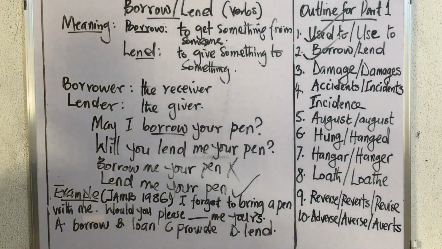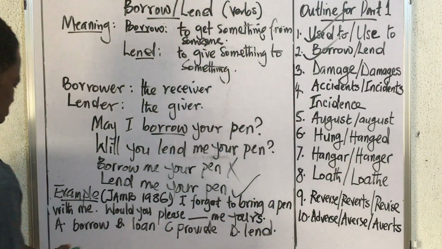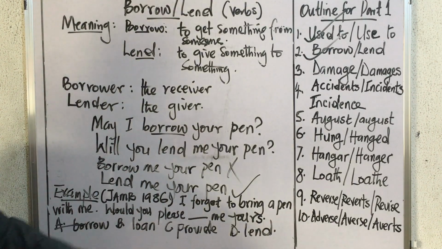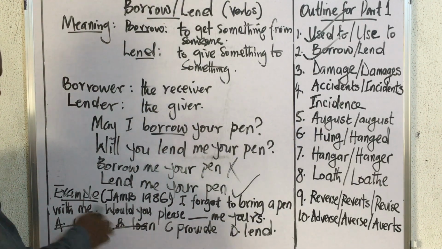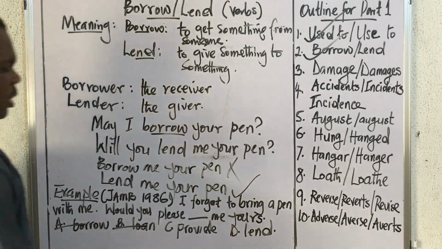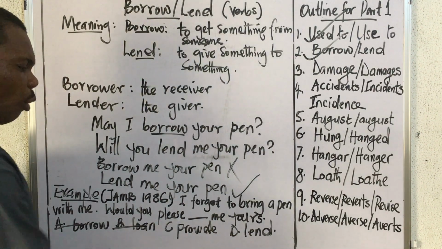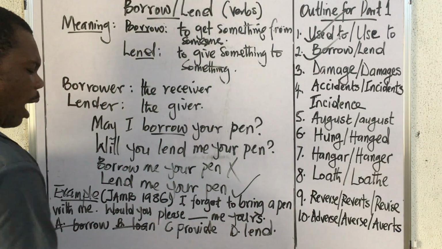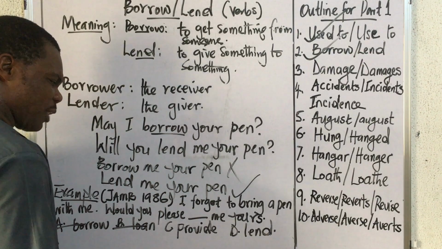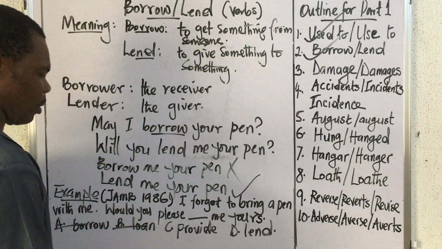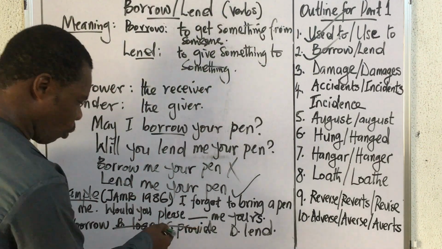Good. So what happens here? Can you tell someone, borrow me yours? No, you can't say borrow me yours. Loan me is used for funds or finances, so you cannot go with pen. Then you can have, would you please provide me yours? Provide on what grounds? So why should the person provide you with a pen? Is the person your parent or your sponsor? So provide cannot go.